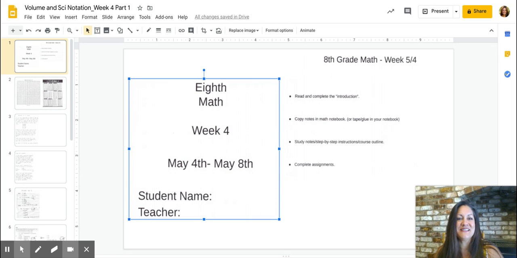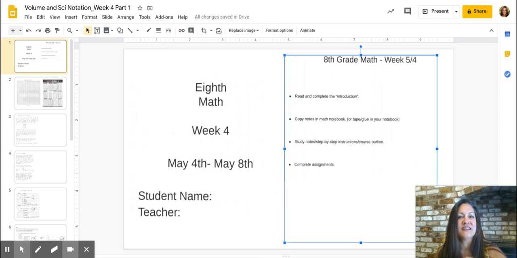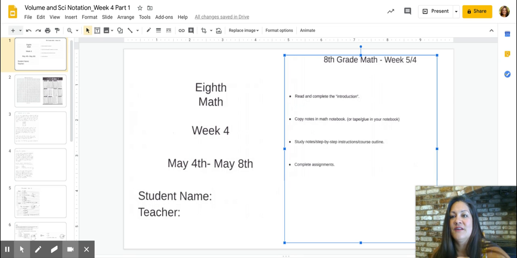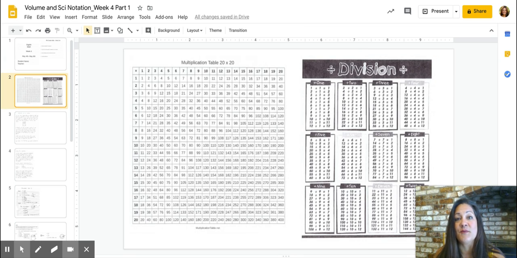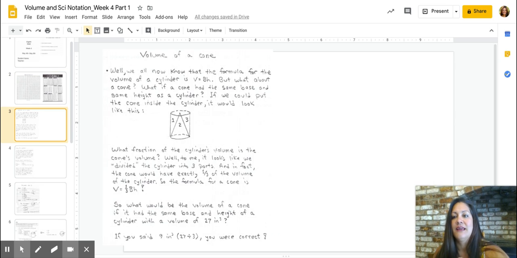Okay, here is your to-do list over here. It is read and complete the introduction, copy notes, study the step-by-step, complete the assignment. 2 assignments in part 1. The first one is on volume. Second one is scientific notation. So we did both of those last week. Hopefully this will be a quick review for you. Of course, at the end of your packet, you have your multiplication table and division table if you would like to use those.